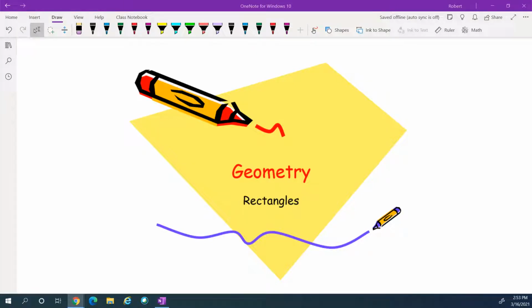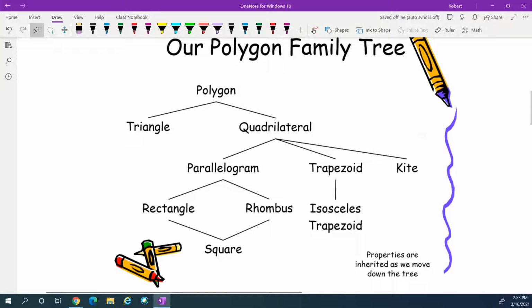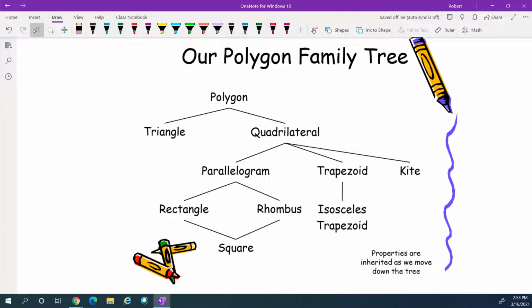All right, we've been working with parallelograms. So the next thing that we do are rectangles. Let's look at that family tree again. In parallelograms, we learned 5 properties. And we're going to take those 5 properties and bring them with us to rectangles. And then we're going to add 2. So we're going to end up with 7 properties total.